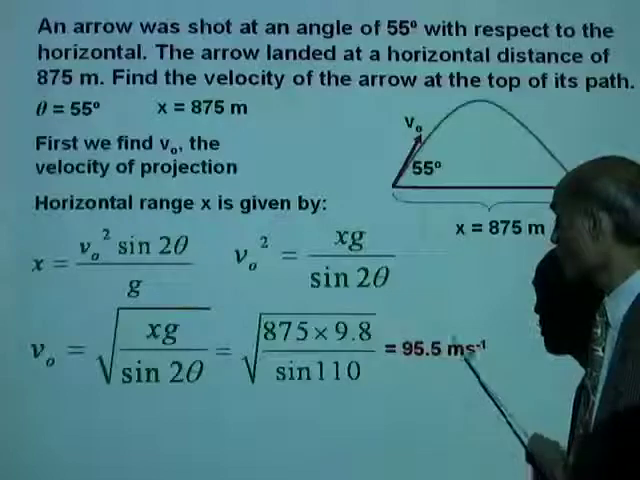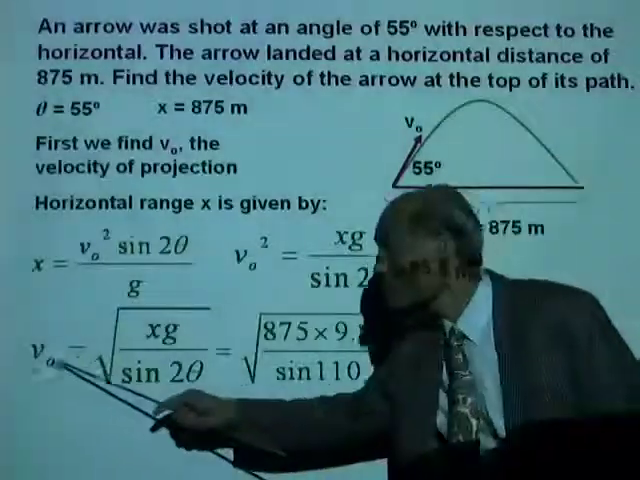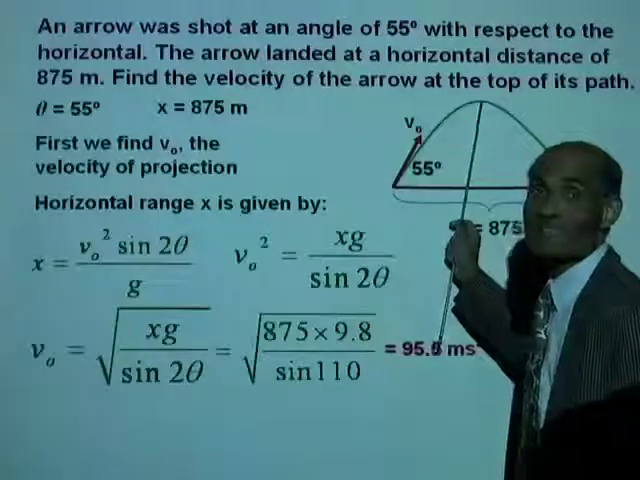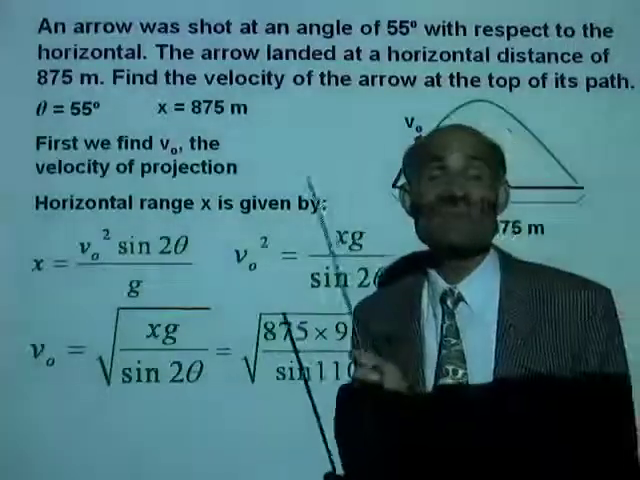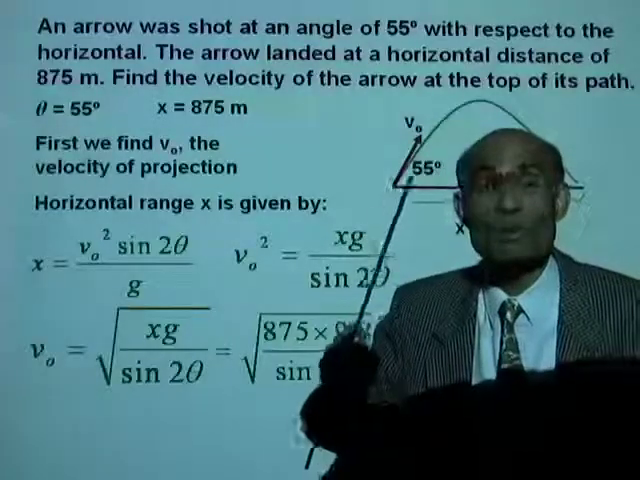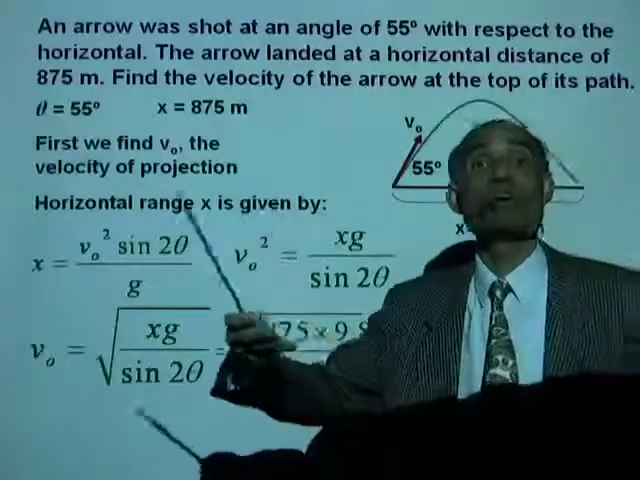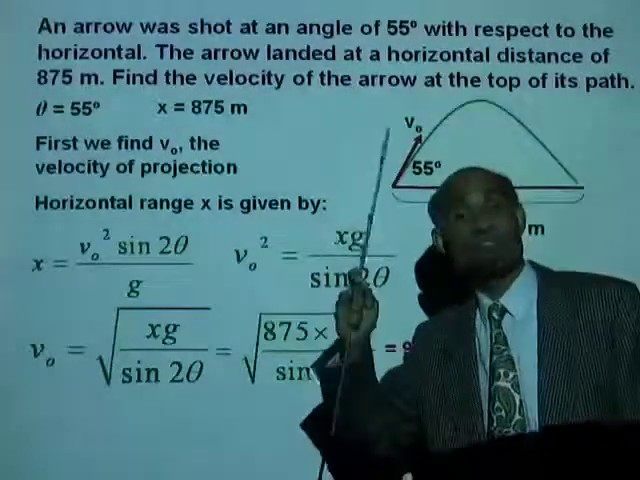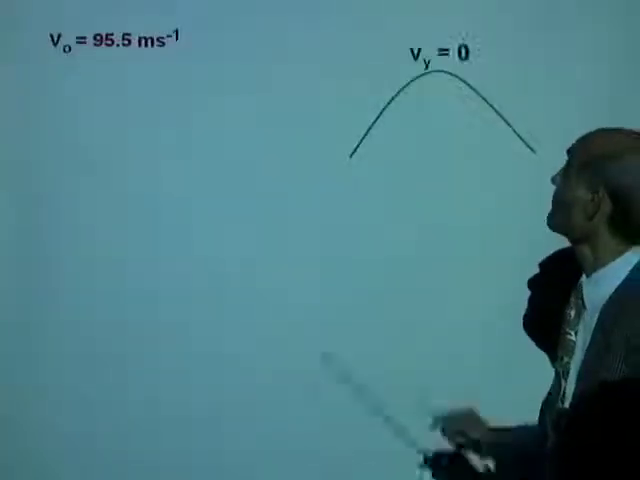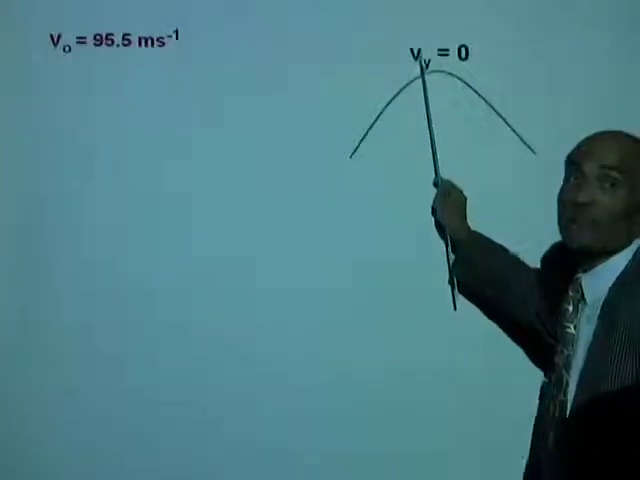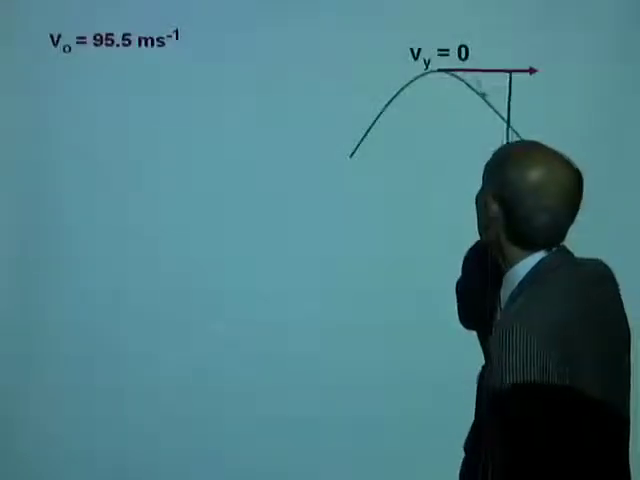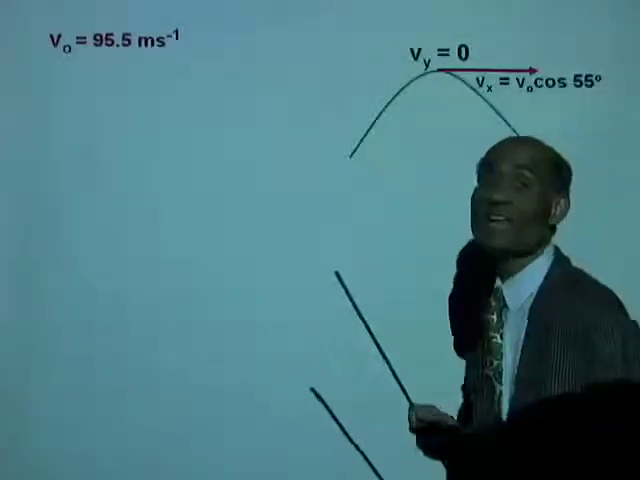If this is the horizontal, and this is the velocity of projection V0, what is the velocity at the maximum height? At the maximum height, the velocity is simply the horizontal component, which is V0 cos theta. V0 you know, theta we know, therefore you can find that component of the velocity. At the maximum height, Vy equal to 0, and its velocity is simply made up of Vx.